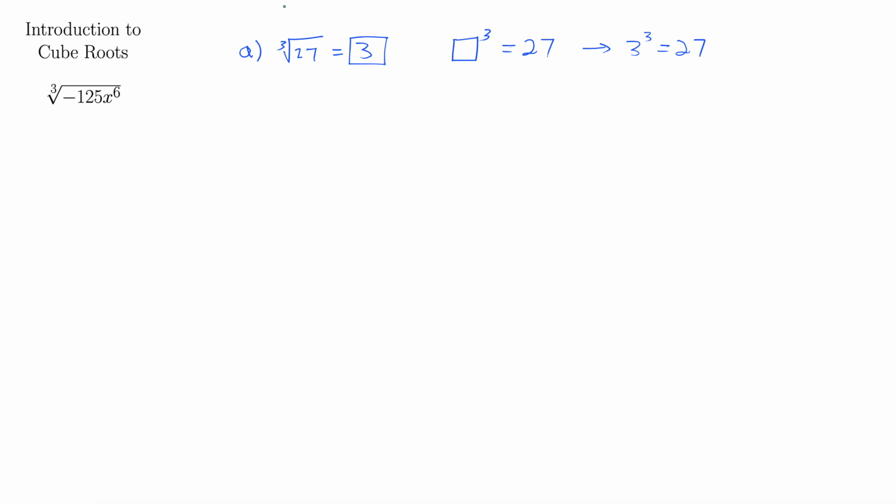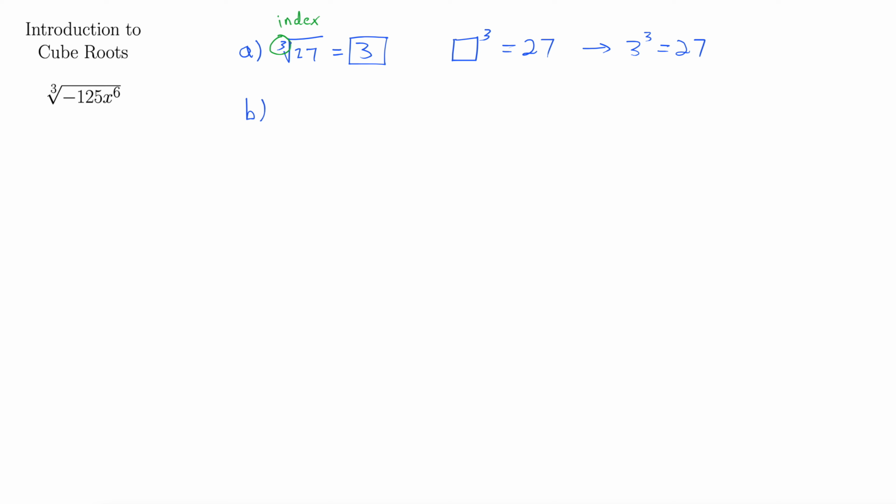Instead of calling this the cube root, we could call it the third root. Usually we say cube root, but this number here is the index. And remember, if there's nothing there at all, it's assumed to be a 2. So there's never really nothing there. If nothing's there, it's actually a 2. Okay, let's try another one here.